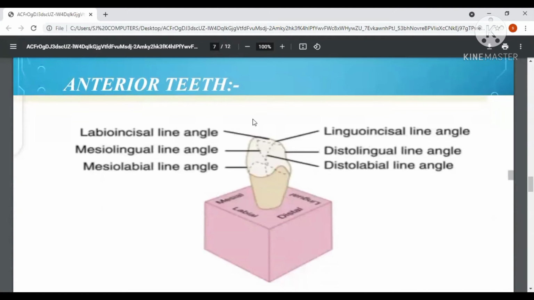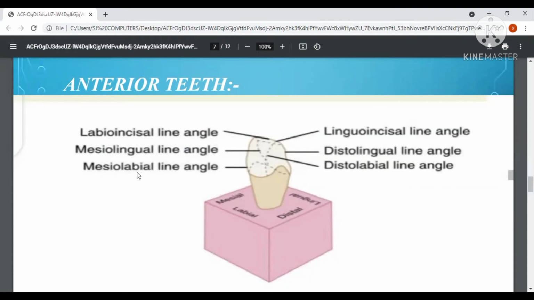Here we have the anterior teeth shown. As you can see, the labioincisal angle means the angle which is formed between the labial surface and the incisal surface, and is called the labioincisal line angle. Then we have the mesiolingual line angle, meaning the angle between the mesial surface and the lingual surface forms a mesiolingual line angle. Then we have mesiolabial, that is between the mesial surface and the labial surface.